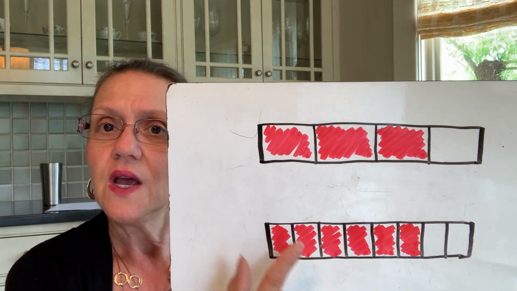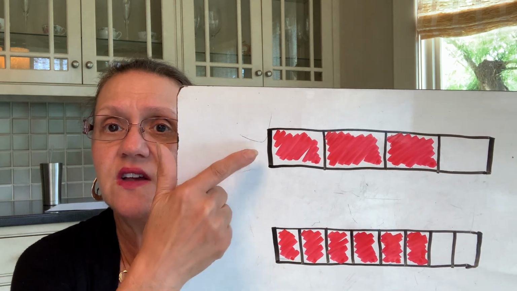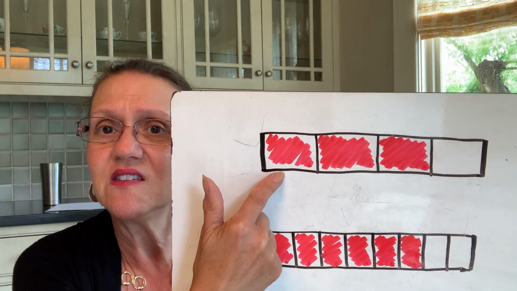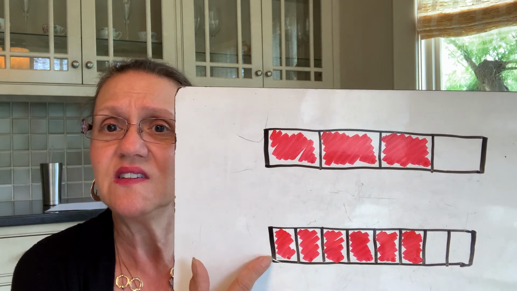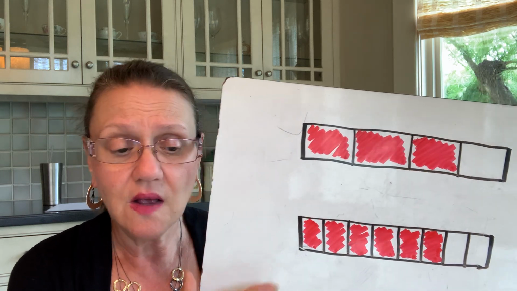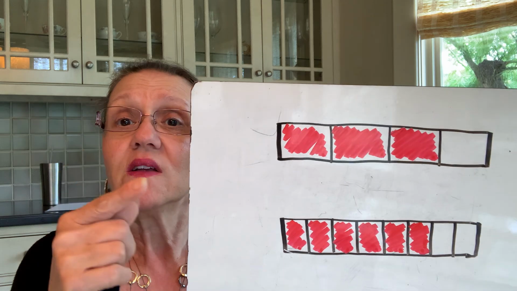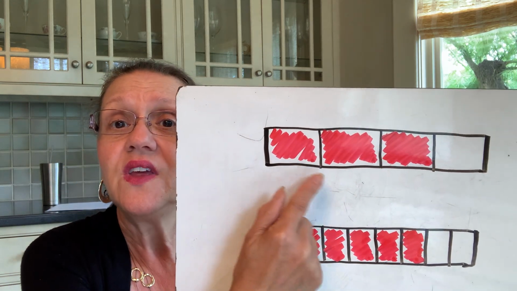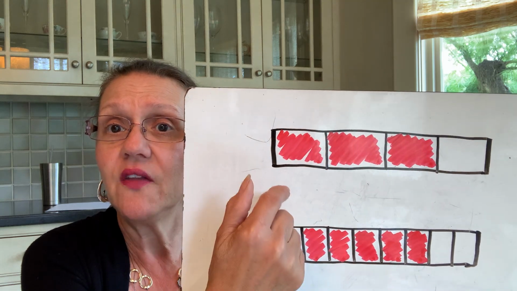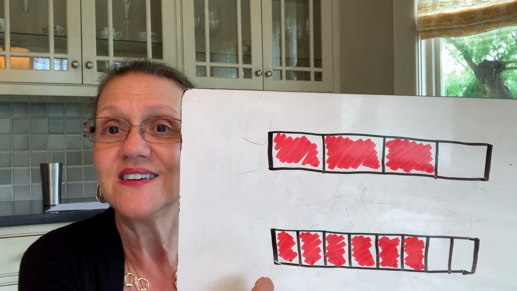But you'll notice, if we compare these two, don't you notice that my 3 pieces are equal to my 6 pieces? Yes, 3/4 is equal to 6/8, because all I did was divide these big pieces into half, and then I got my 8 pieces.